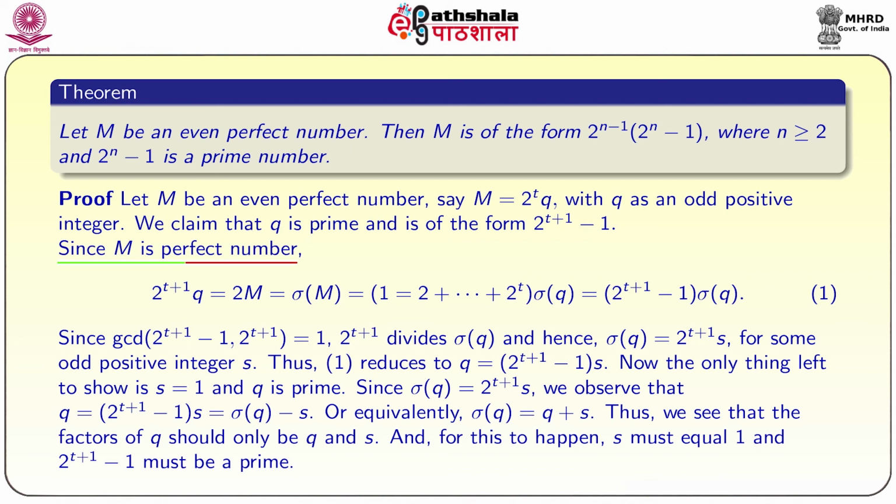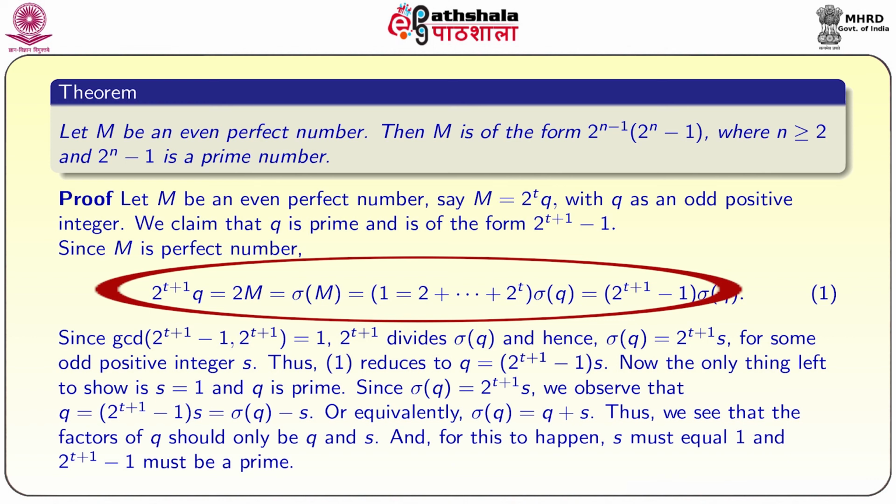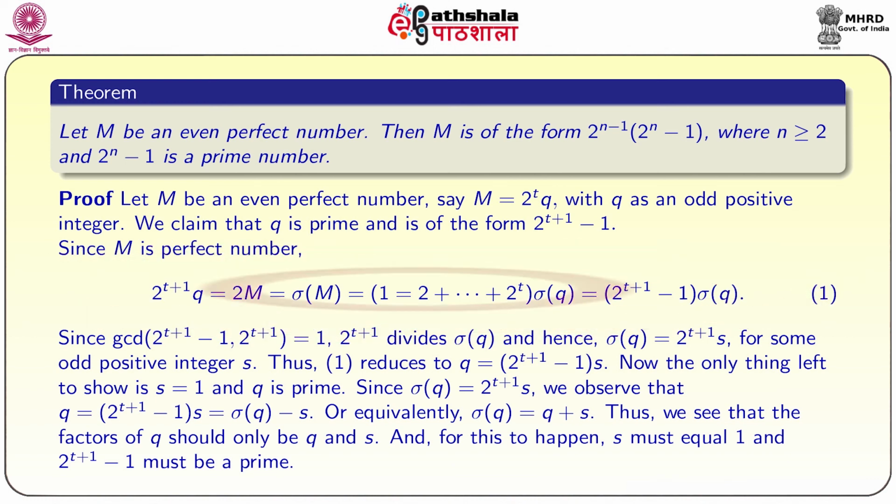Since m is a perfect number, 2 power t plus 1 into q, which is equal to 2m, is equal to sigma of m. It is because we took m as 2 power t into q. So, 2m is equal to sigma of m because m is a perfect number, which is equal to 1 plus 2 plus and so on up to 2 power t into sigma of q, which is equal to 2 power t plus 1 minus 1 into sigma of q.